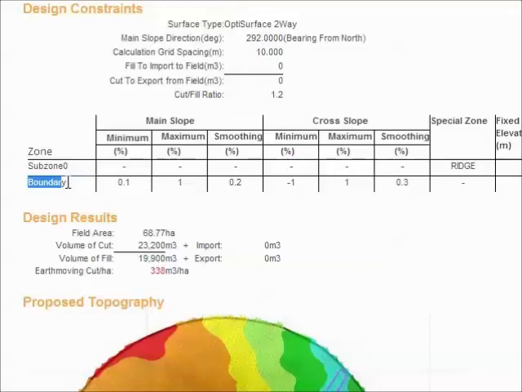We'll look at the boundary first, which is effectively the whole field. So the main inputs are minimum grade of 0.1% in the main slope direction, maximum of 1%, a smoothing of 0.2%, a cross slope of -1% and +1%, so this cross slope can go in both directions, and a smoothing factor on that as well. Now there's one subzone in this design, and it had a special zone setting of ridge.